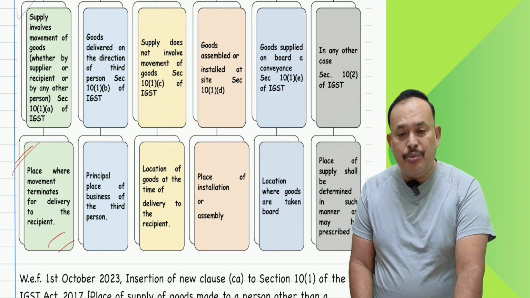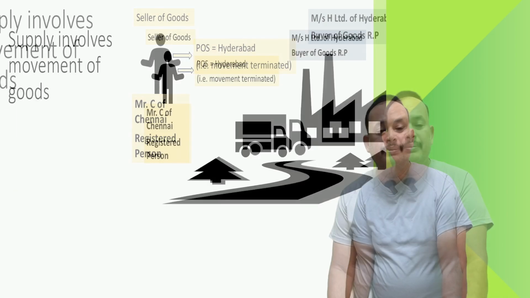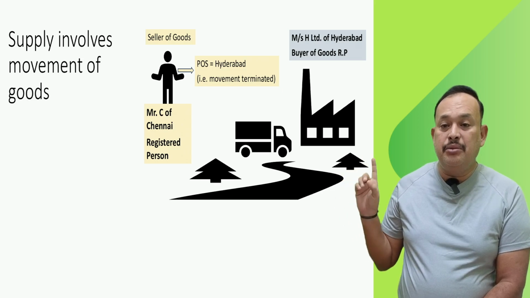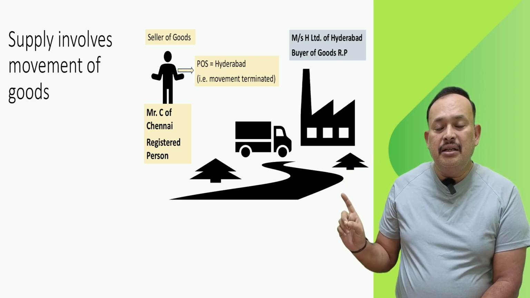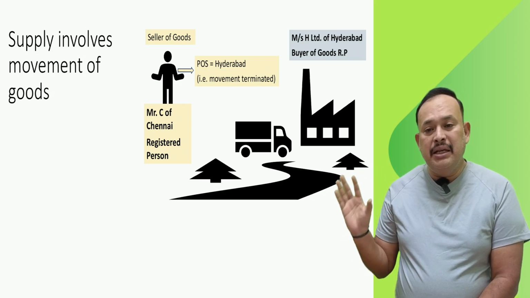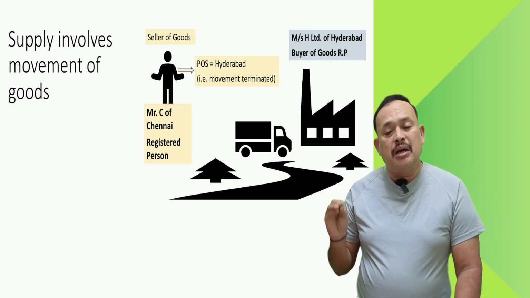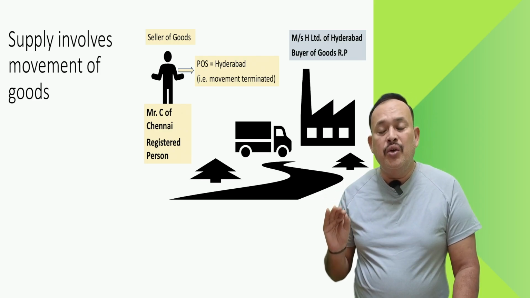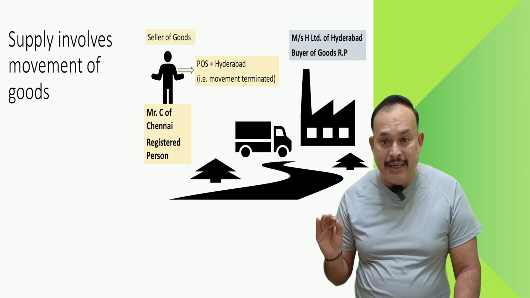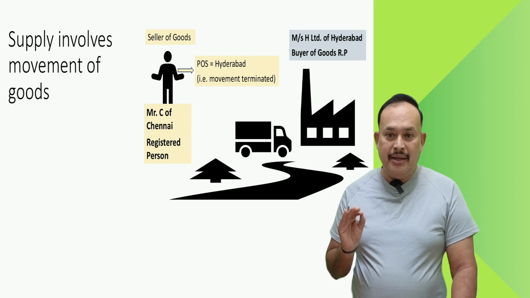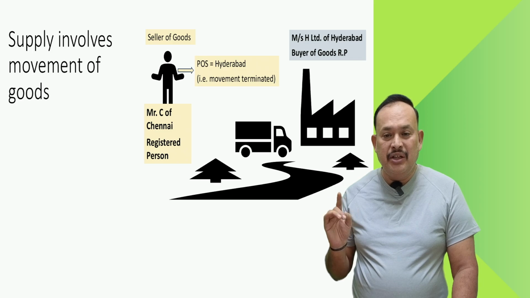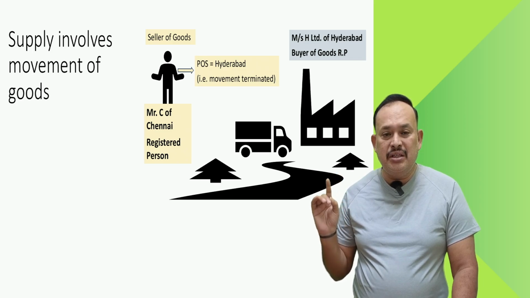The transaction should be between, in the following manner, two registered persons. That is important to note. Seller is a registered person. Buyer also a registered person. Supply involves movement of the goods. Place of supply goes where the movement of the goods terminated. Got the clarity, my dear friends? All of you clear? Section 10, subsection 1, clause A. Is it clear?